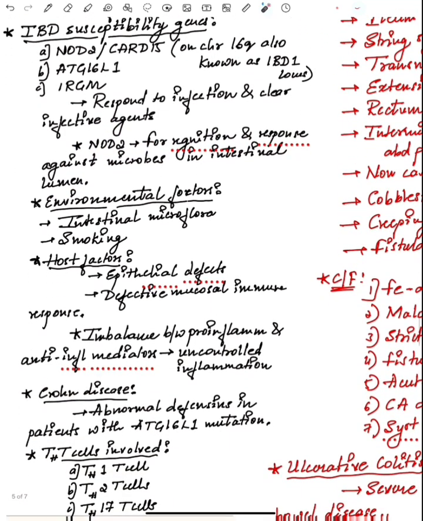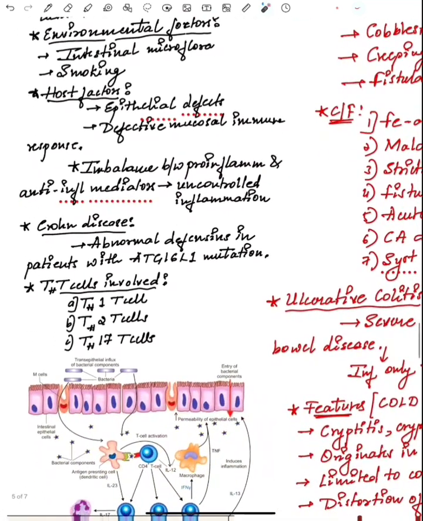These are the genes. Now coming to environmental factors of IBD, it may be intestinal microflora and smoking. In host factors, we can see it may be due to epithelial defects and defective mucosal immune response. There may be an imbalance between pro-inflammatory and anti-inflammatory mediators, which leads to uncontrolled inflammation. Now coming to Crohn's disease, this has abnormal defensins in patients with ATG16L1 mutation. TH cells involved here are TH1 T cell, TH2 T cell, and TH17.